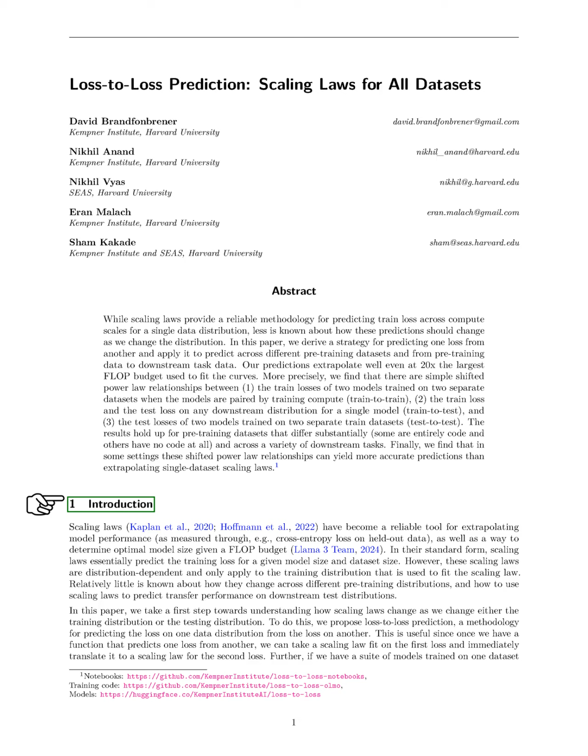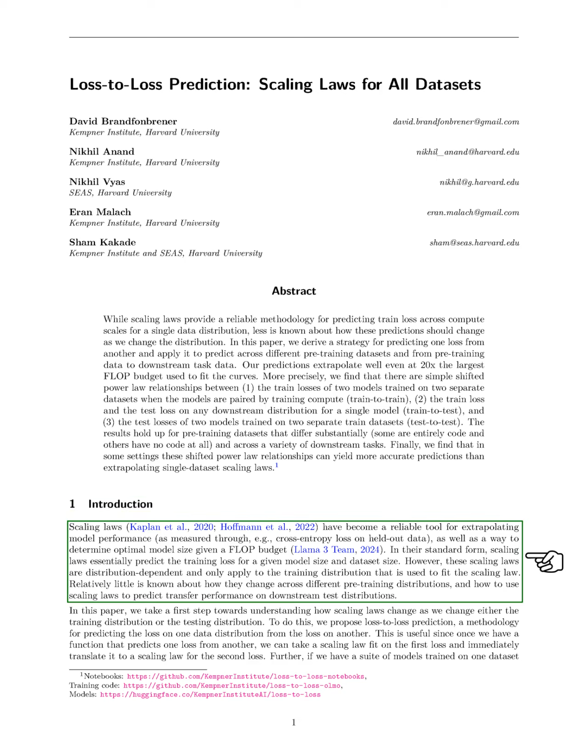Section: Introduction. In this section, we discuss scaling laws, which have proven to be effective for predicting model performance, such as training loss on held-out data, and for determining the best model size within a given computational budget. Typically, scaling laws estimate the training loss based on the size of the model and the dataset.